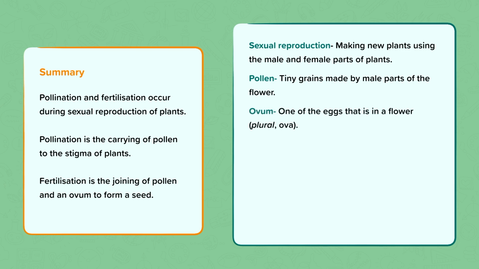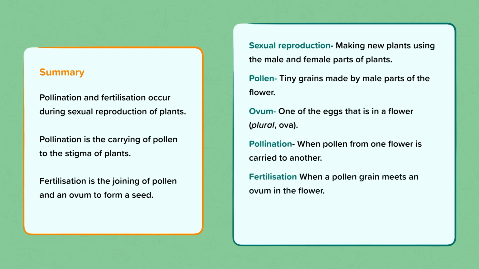ovum, one of the eggs that is in the flower of the plant, pollination, which is the carrying of pollen from one flower to another, fertilization, where the pollen grain meets the ovum, and nectar, a sweet liquid made by flowers to attract insects.